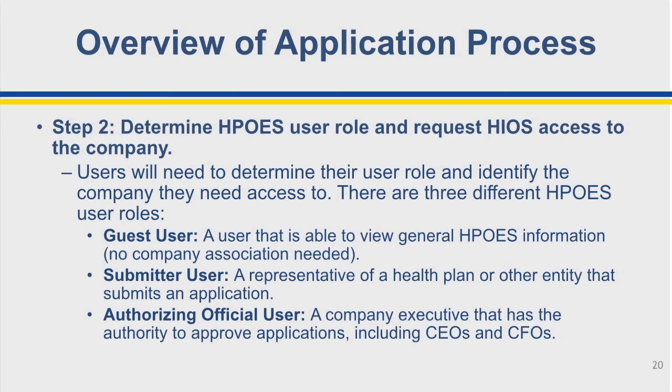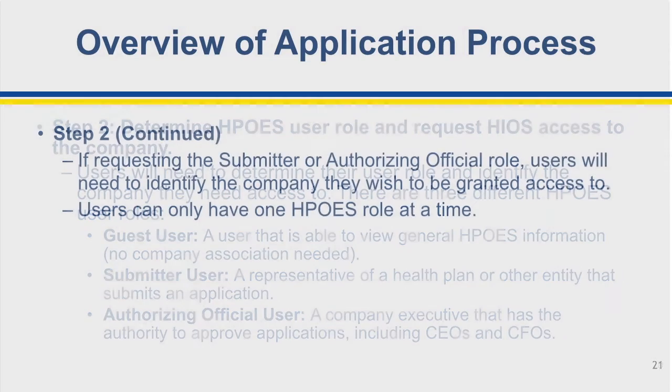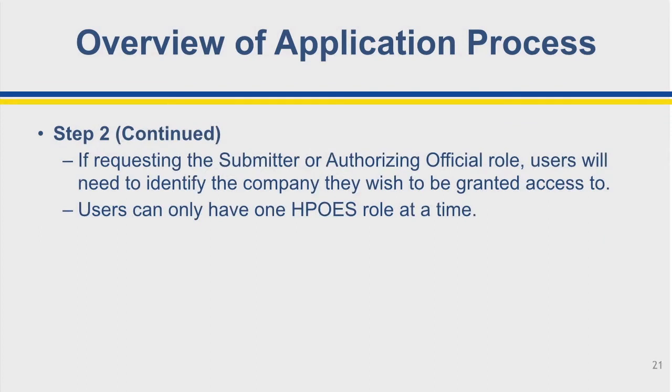application. The submitter user is a representative of a health plan or other entity that needs the ability to submit an HPID or OEID application. The authorizing official user is a company executive that has the authority to approve applications, including CEOs and CFOs. If you are requesting submitter or authorizing official access, you will also need to identify the company you wish to be granted access to through HIOS user role management.